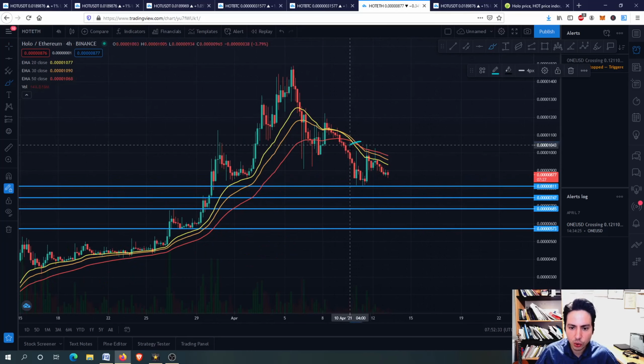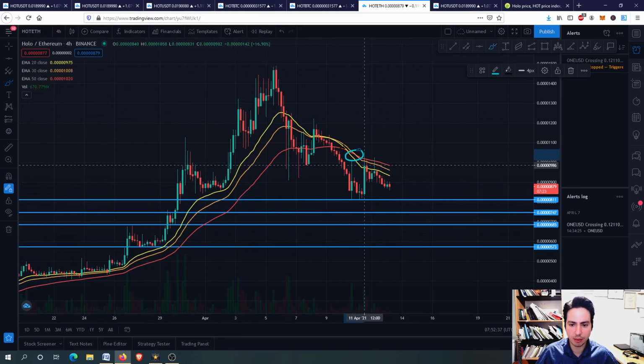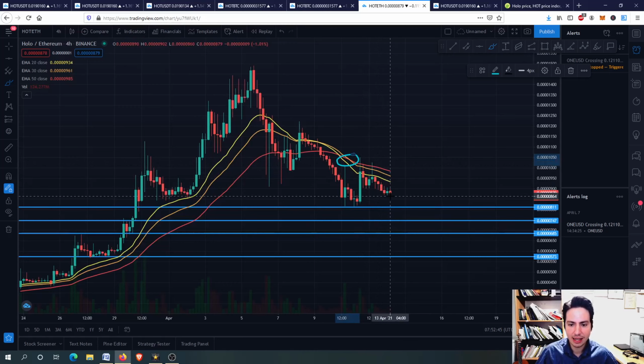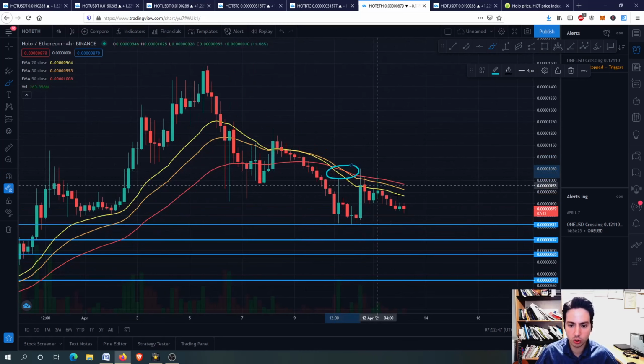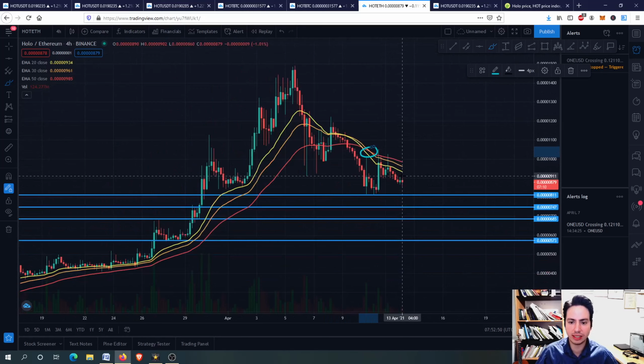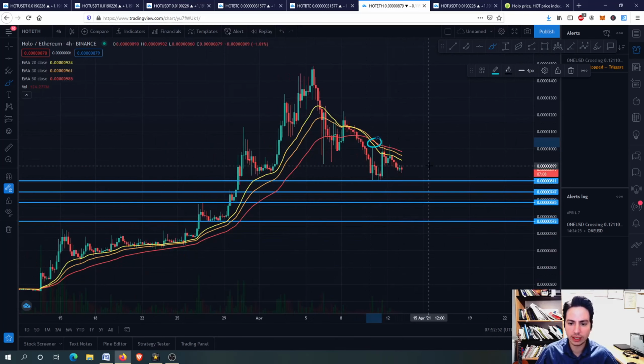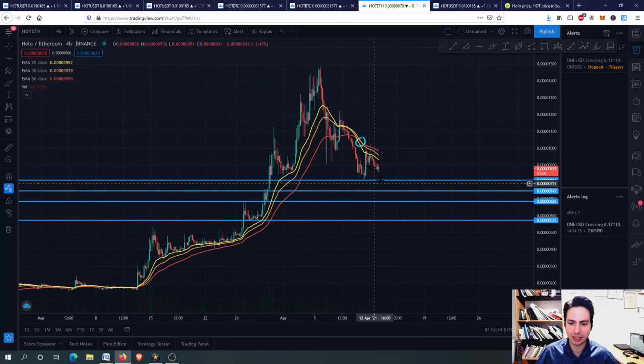We can see the bearish cross for the 4-hour frame, of course. The price was under the 50-day EMA, hitting the resistance. The 50-day EMA is now our resistance line. And of course, we saw this bearish cross where the 50-day EMA went above the 20-day and 30-day EMA. And right now, we need to maintain these support levels here.